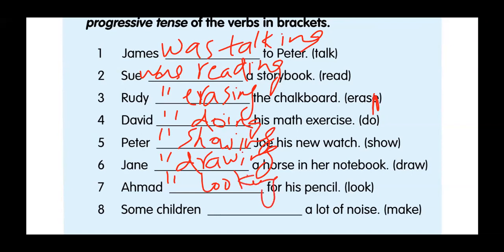Some children dash a lot of noise. Make. Some children were making a lot of noise. Because children is plural. So with plural, we will use were. Were making a lot of noise.